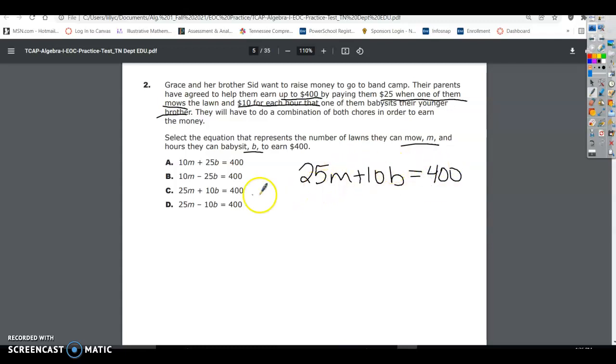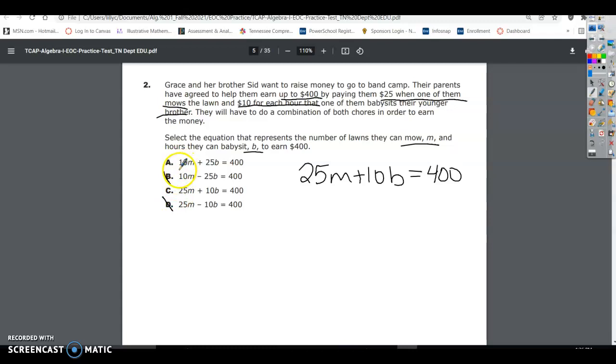Now, the only difference in some of these equations is that they have negatives. We know that they have to add up to get $400, so it's going to be a combination of chores. So it says they have to do a combination of both chores, which means they're adding these chores together in order to raise $400. So if we look at that, we know that we can mark off the two negative ones.